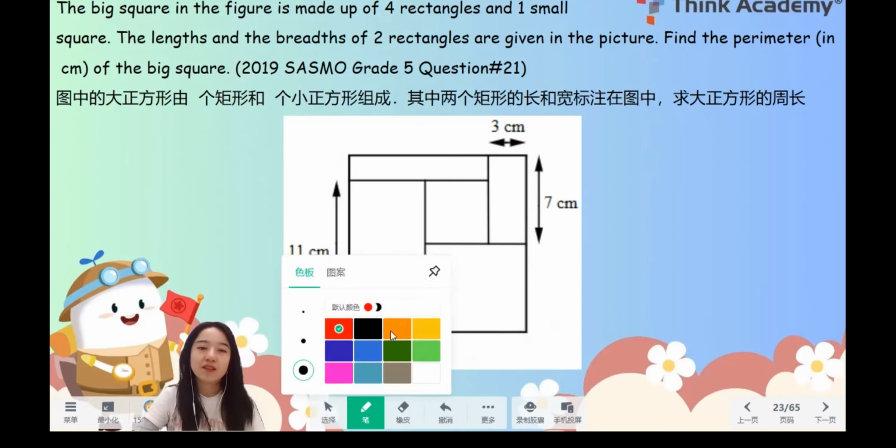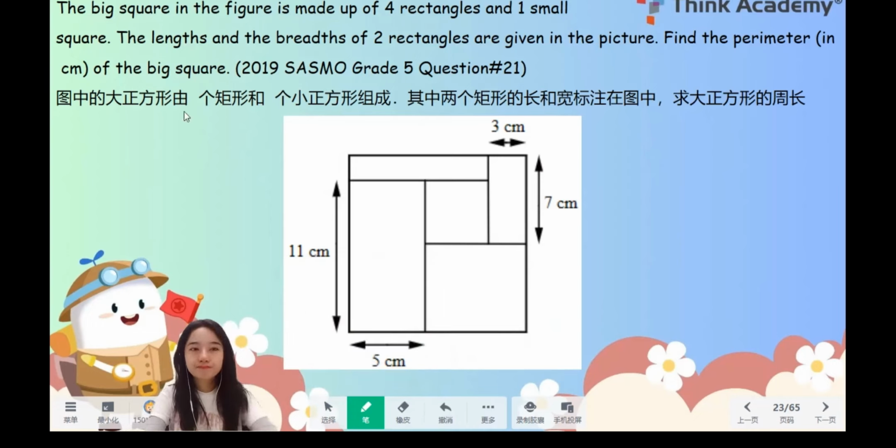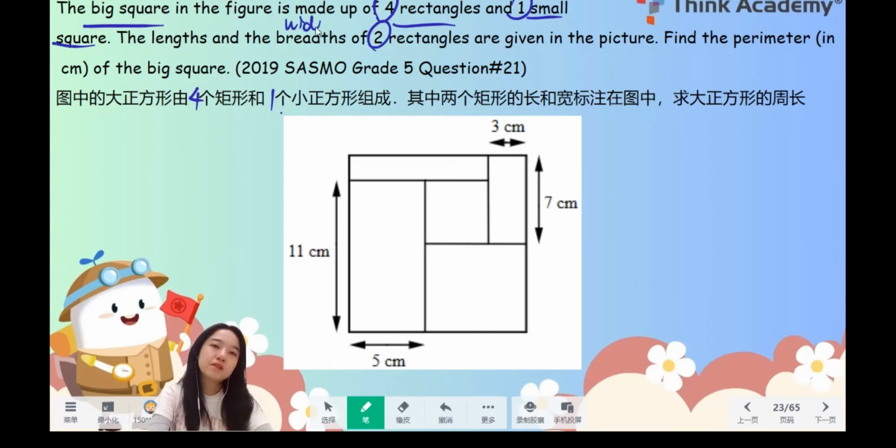Let's see the last one. This is a challenge. As you can see, the big square in the figure is made up of 4 rectangles and 1 small square. The length and the breadth of 2 rectangles are given in the picture. The breadth means the width of the rectangle. Please find the perimeter of the big square.